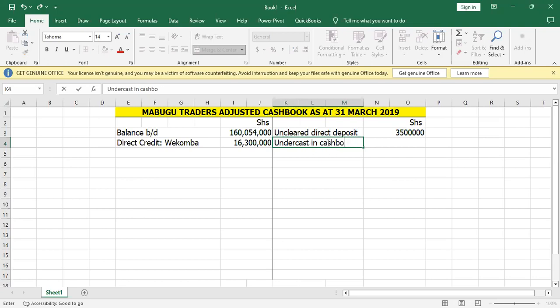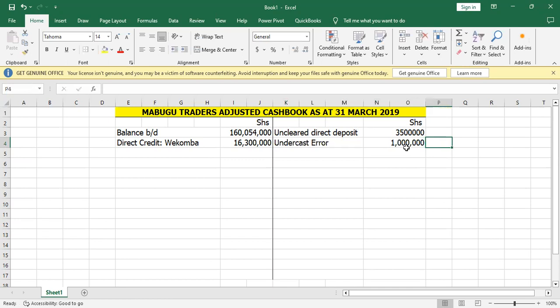Undercast error. This is 1 million, the difference. So you credit your cash book by 1 million, add back the million because less was recorded. Then we move to the next transaction.